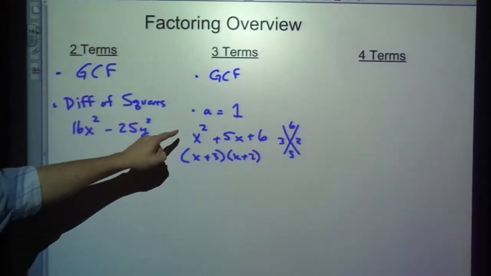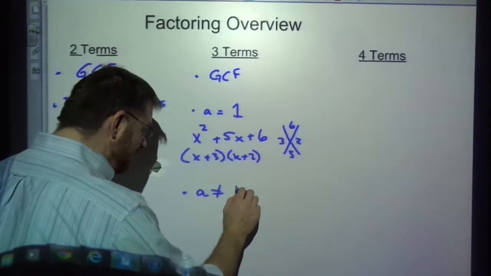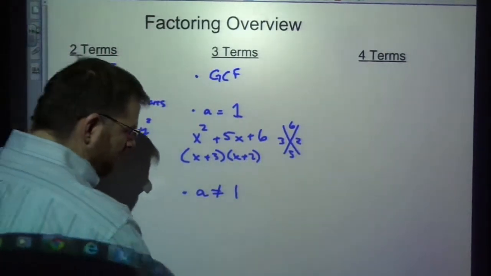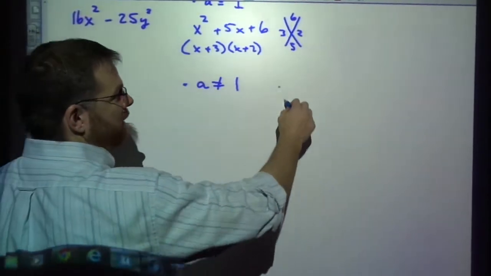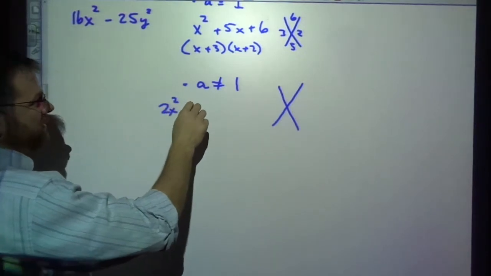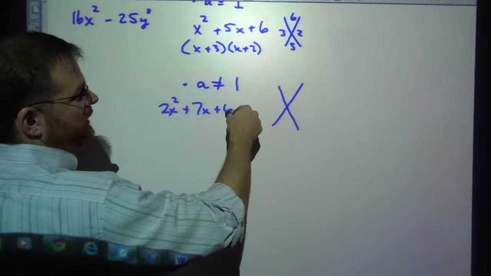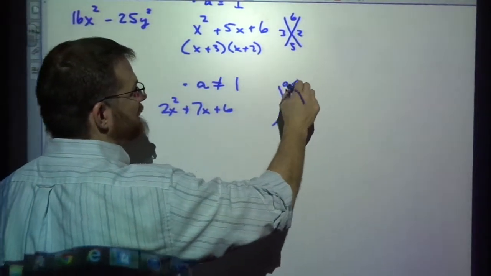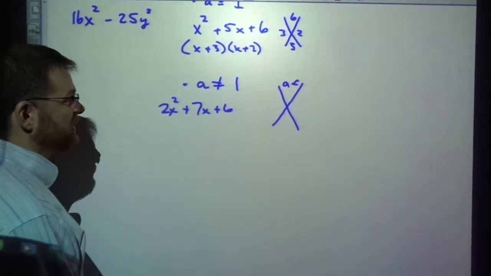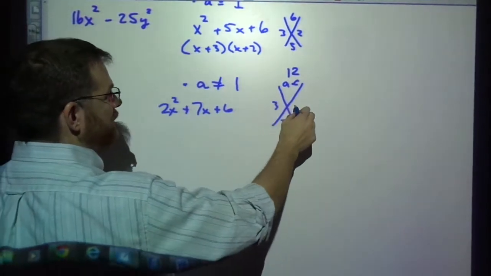But if this number changes, if a is not equal to 1, then we've got some problems. Or not problems, it's just a different method. So now, what goes in here is something like this, 2x squared plus 7x plus 6. Now what goes in here isn't just c, it's a times c. And actually up here it was a times c too, but it was just 1 times 6, which is 6. So this is going to be 12, and this is going to be 7, and this is 3 and 4.